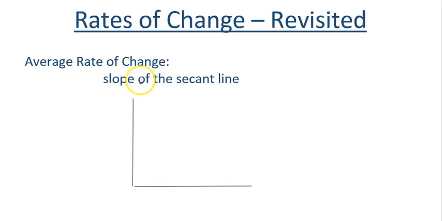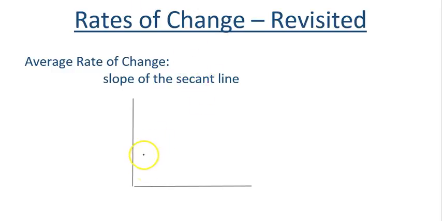Okay, this lesson is going to be on the rates of change. Again, we're revisiting this now that we know all of our derivative shortcut rules. And just a reminder, the average rate of change is the same as the slope of a secant line.